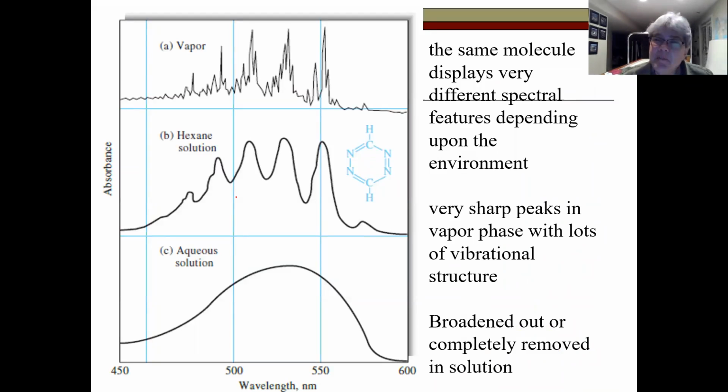Also, the shape of these peaks will change depending on what your solvent is. So for example, the UV-Vis spectrum for this molecule right here, if it's in water, is that big, broad peak. Now, for some molecules, not all, if you put them in a non-polar solvent like hexane, C6H14, sometimes you'll get a spectrum that looks like this.